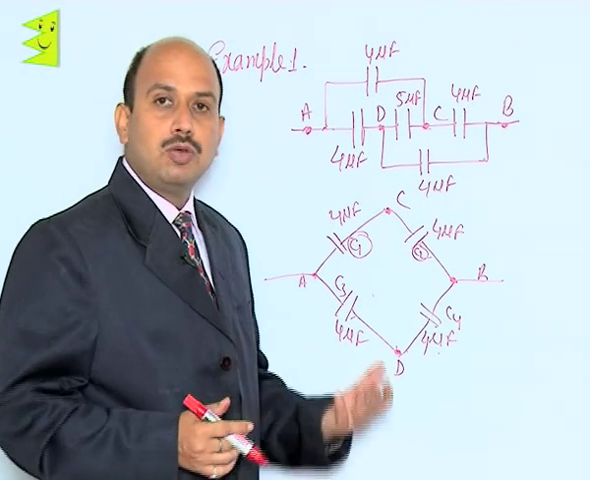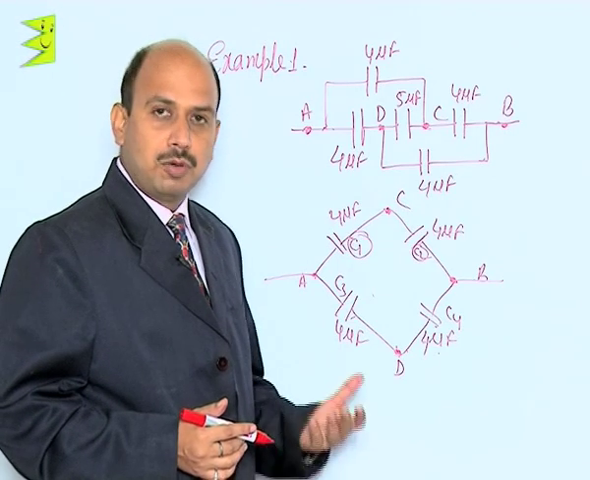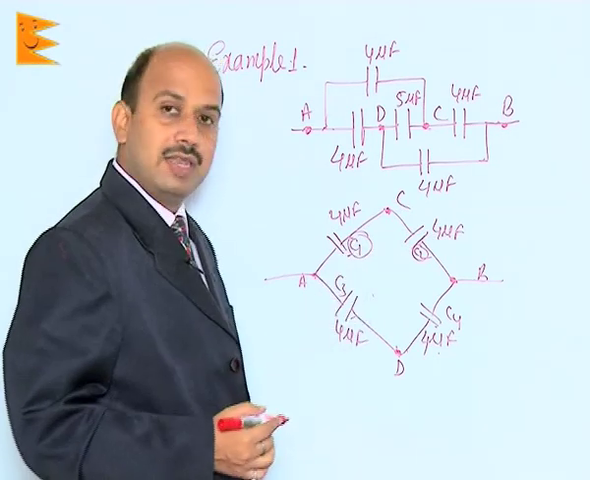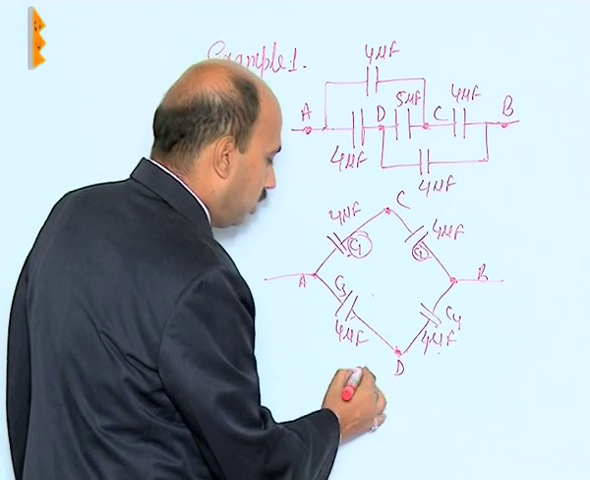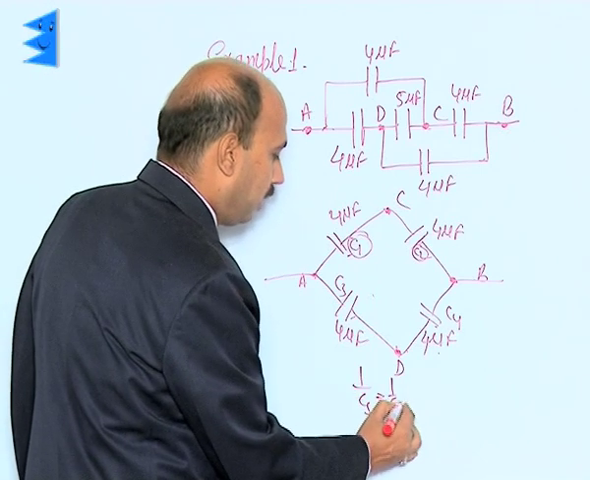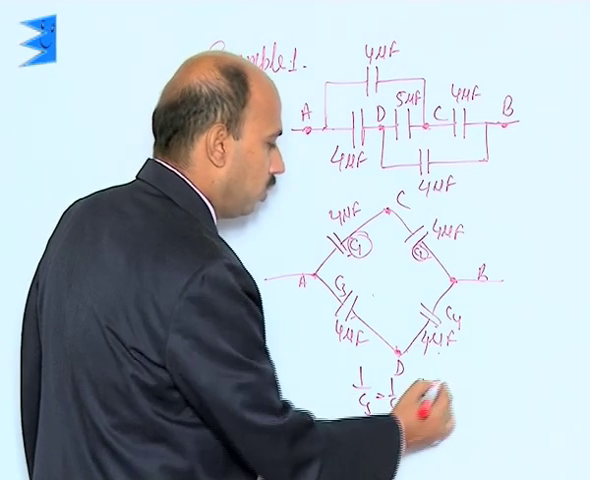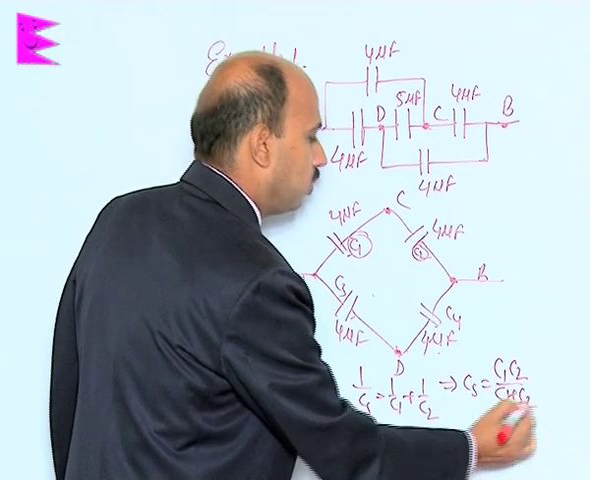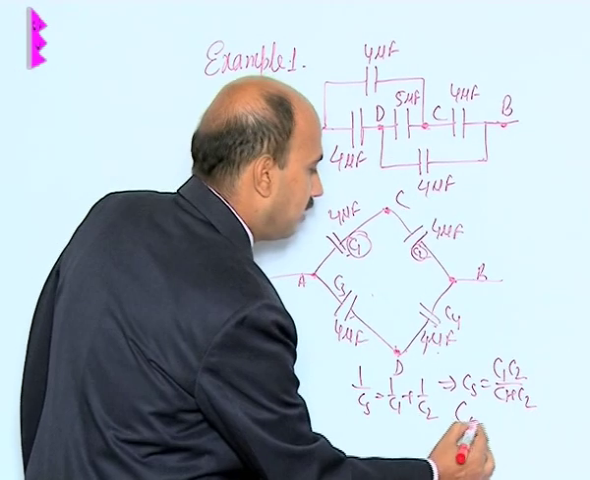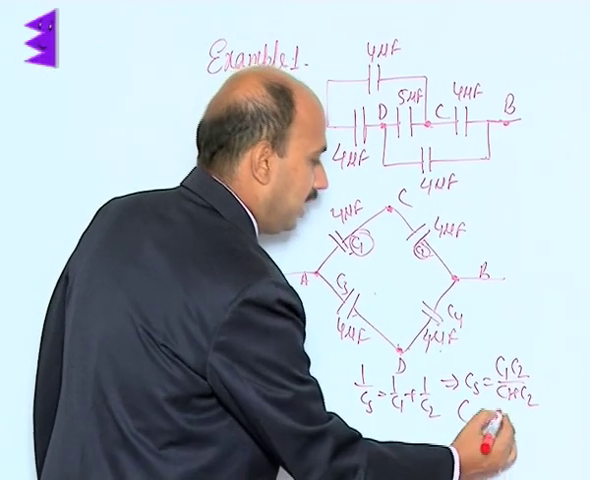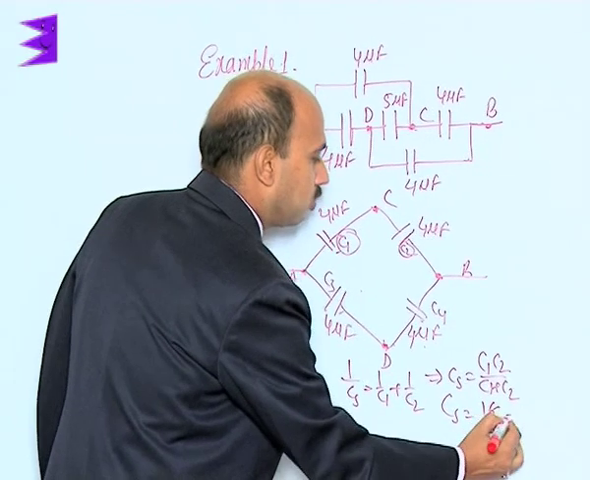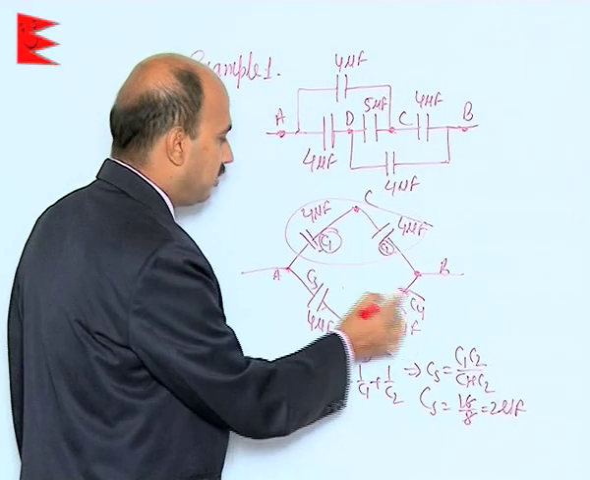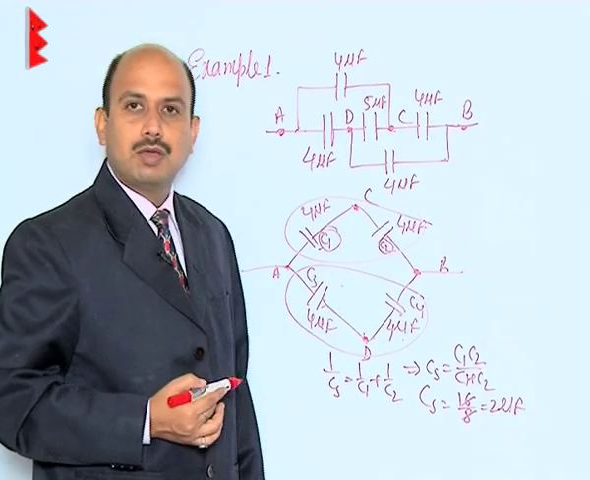So in series the equivalent capacitor is 1 upon Cs equal to 1 upon C1 plus 1 upon C2. So this C1 and C2 are in series. So we can write 1 upon Cs is equal to 1 upon C1 plus 1 upon C2, or we can write Cs is equal to C1 C2 upon C1 plus C2. So that is Cs is equal to 16 divided by 8, that becomes 2 microfarad. So the equivalent of these two is 2 microfarad, similarly the equivalent of these two is 2 microfarad.